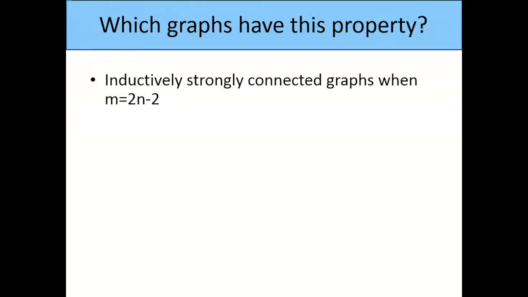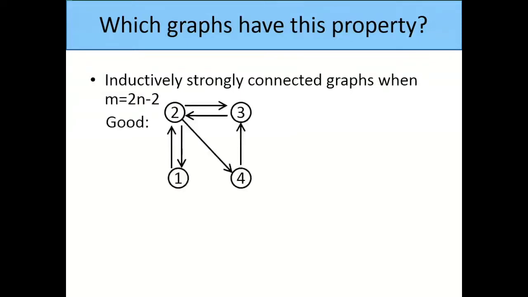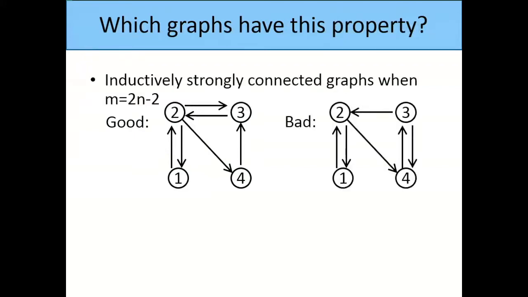Inductively strongly connected means there exists an ordering of the vertices starting at vertex 1, such that each induced subgraph is strongly connected. So here's an example of an inductively strongly connected graph. Here, the subgraph with 1, 2 is strongly connected, with 1, 2, 3 is strongly connected, and then the full graph is strongly connected.